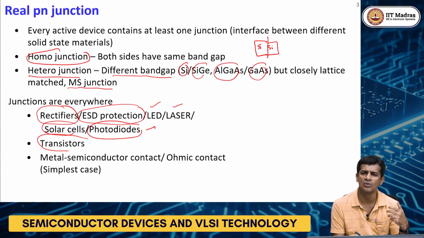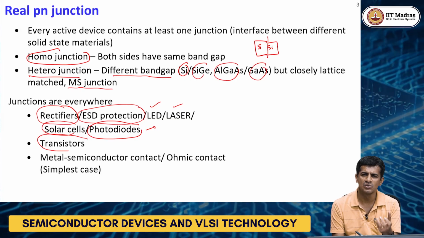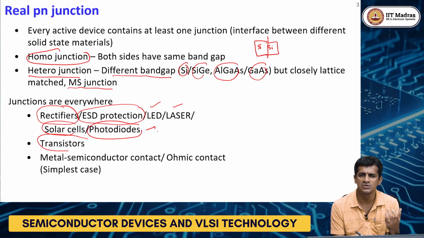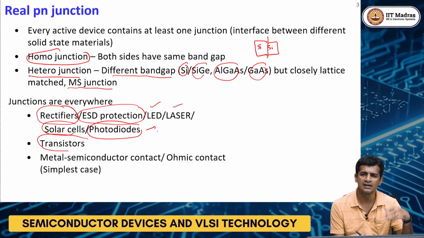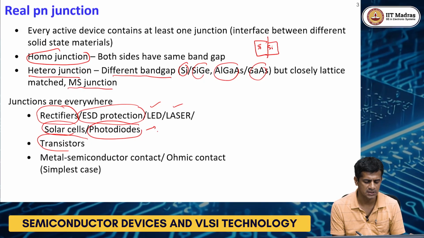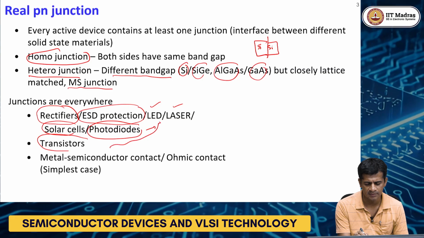On the other hand, if you go to transistors, if you have a schematic cross section which is used in textbooks, it requires at least 2 junctions. The real device, we will see later, may contain more than 2 junctions. So these are all semiconductor junctions.